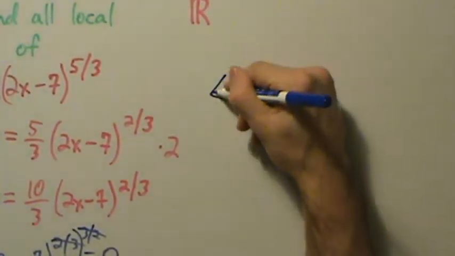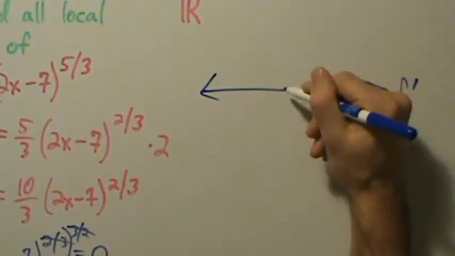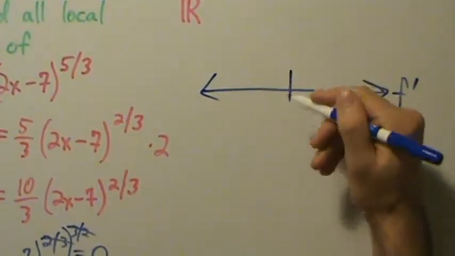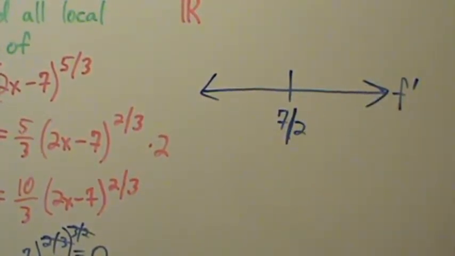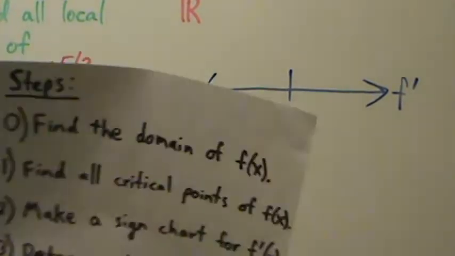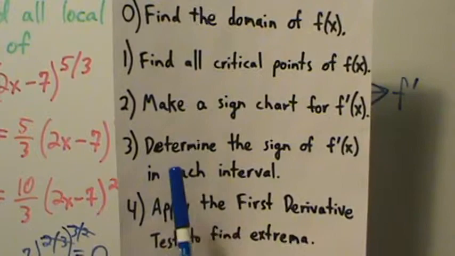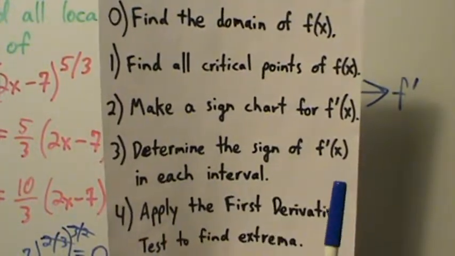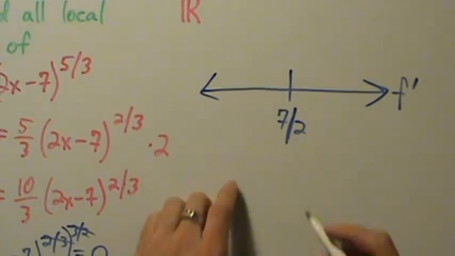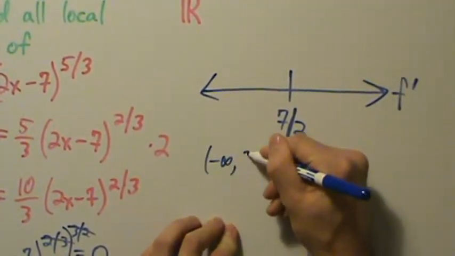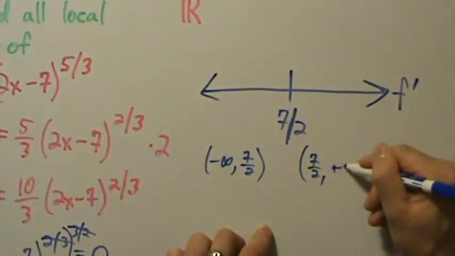So let's go ahead and do that. Remember, always label your sign charts. Okay, so this is going to be our critical point 7/2. Okay, so there's our sign chart. So that was step 2, make a sign chart for f prime of x. Now step 3, determine the sign of the derivative in each interval. So we have 2 intervals here. This is negative infinity to 7/2, right? And then this one is 7/2 to positive infinity.